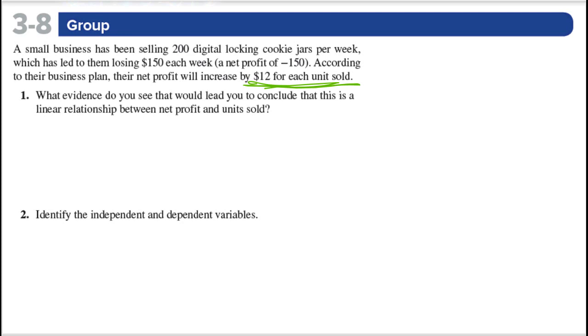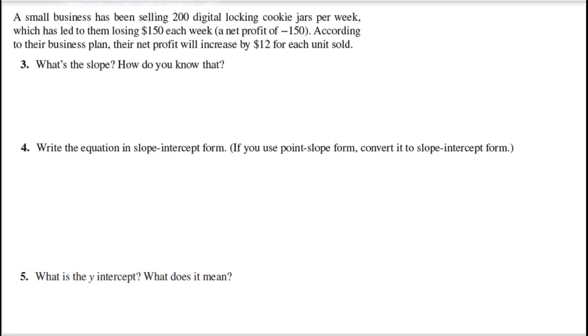Question 2, the independent variable. In this case, the independent variable is the number of cookie jars, because profit depends on the number of cookie jars sold. So this is the cookie jars. And profit depends on the number of cookie jars. Go on to question 3. Restart the video when you're done.